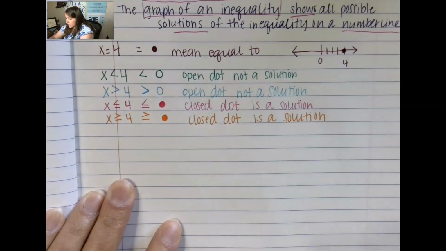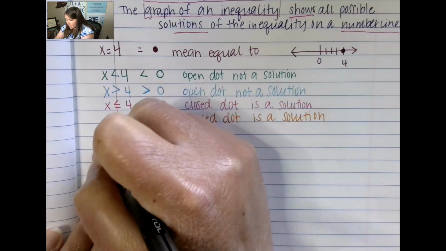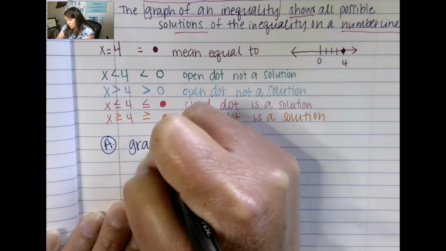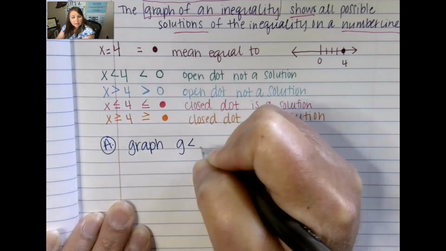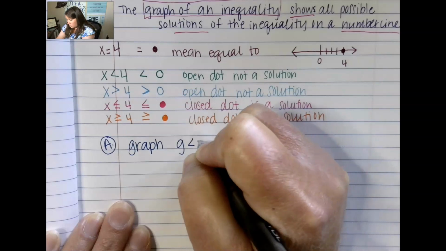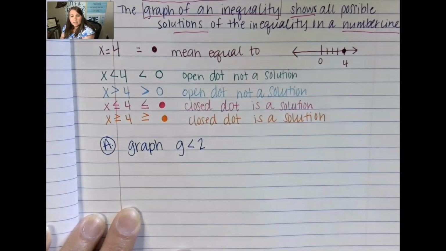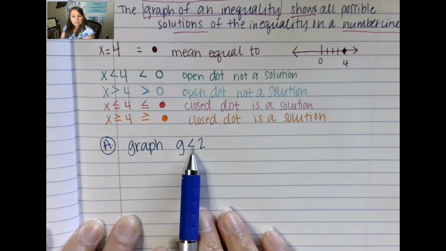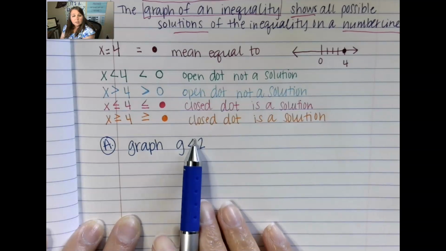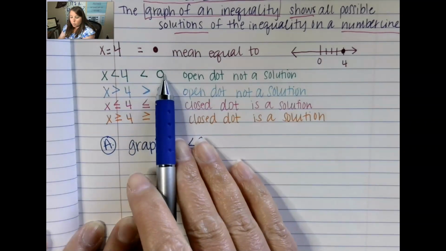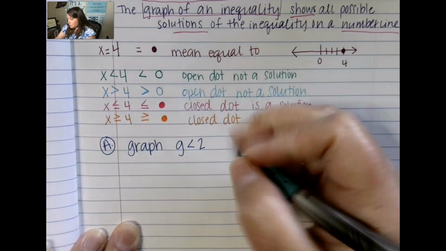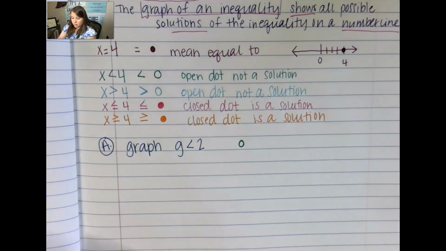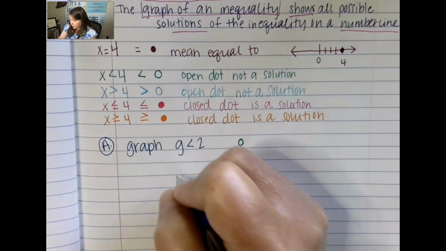All right, so in our first example, example A. Example A says that they want us to graph G is less than 2. So G is less than 2. So right away when we look at this, it says that G is less than 2. We can use this symbol, the less than symbol, to see that we need an open dot. So I'm going to be using an open dot to graph. So I'm going to start out first by creating a number line.